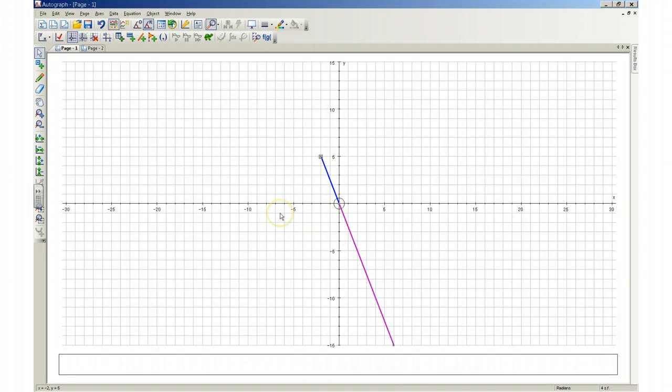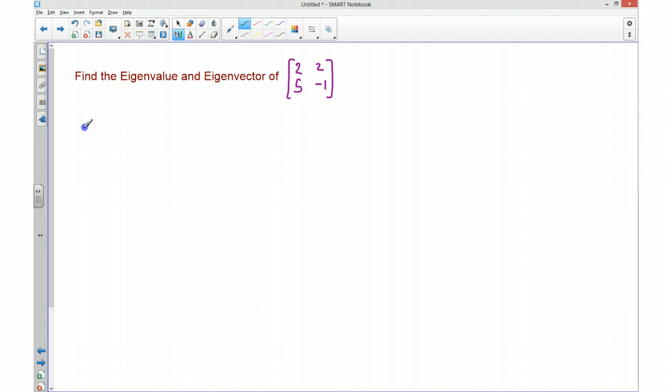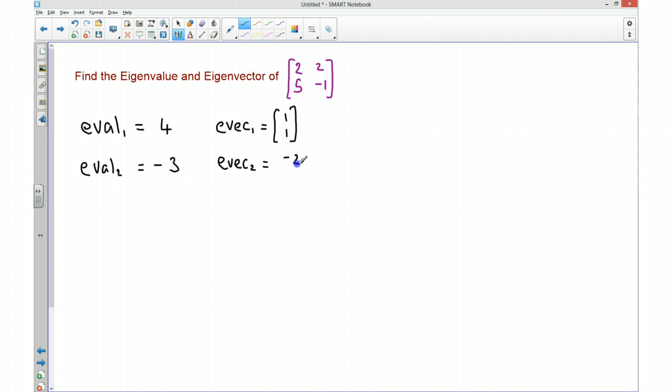So let's just go back and jot those down. We had (1, 1) and an eigenvalue of 4, and we've also got (-2, 5) and an eigenvalue of -3. So the first eigenvalue was 4, and its corresponding eigenvector was (1, 1). We also had the eigenvalue, which was -3, and its corresponding eigenvector was (-2, 5).